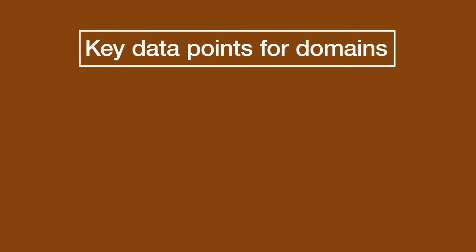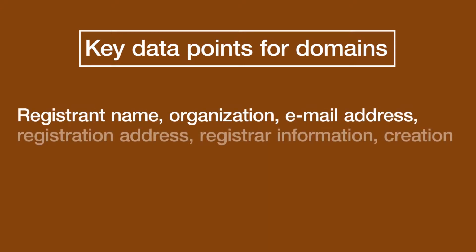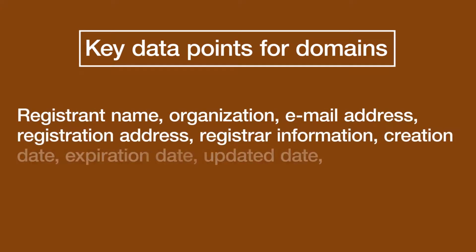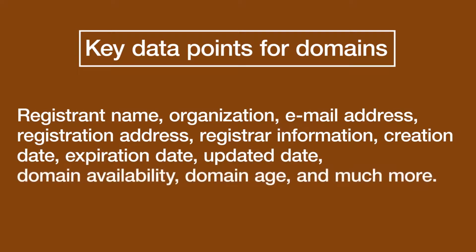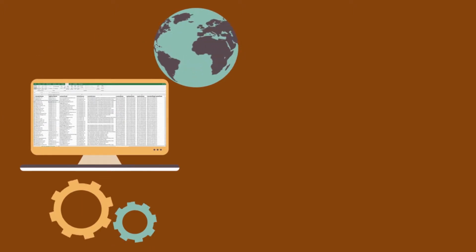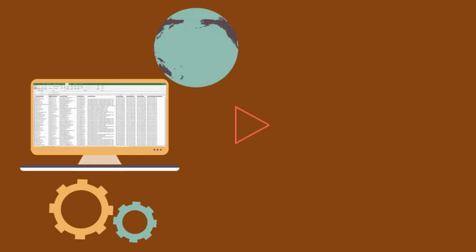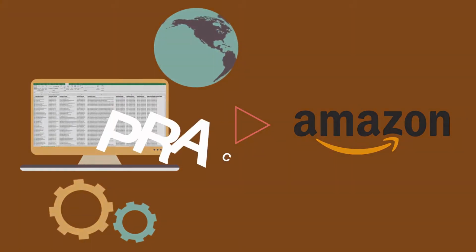Database download gets you access to key data points for domains including registrant name, organization, email address, registration address, registrar information, creation date, expiration date, updated date, domain availability, domain age, and much more. All the Whois information is well parsed and normalized to a consistent format for easy integration with your business processes.